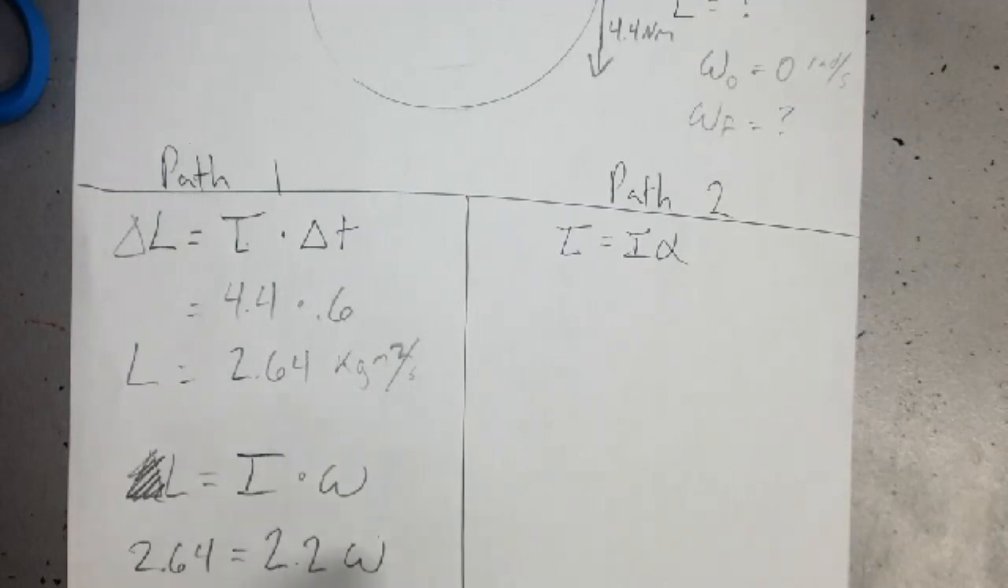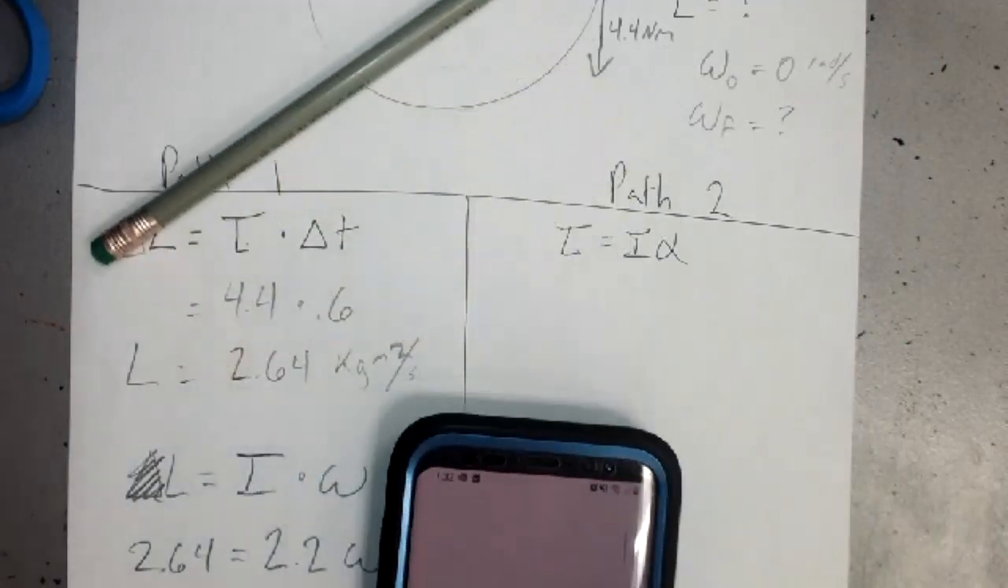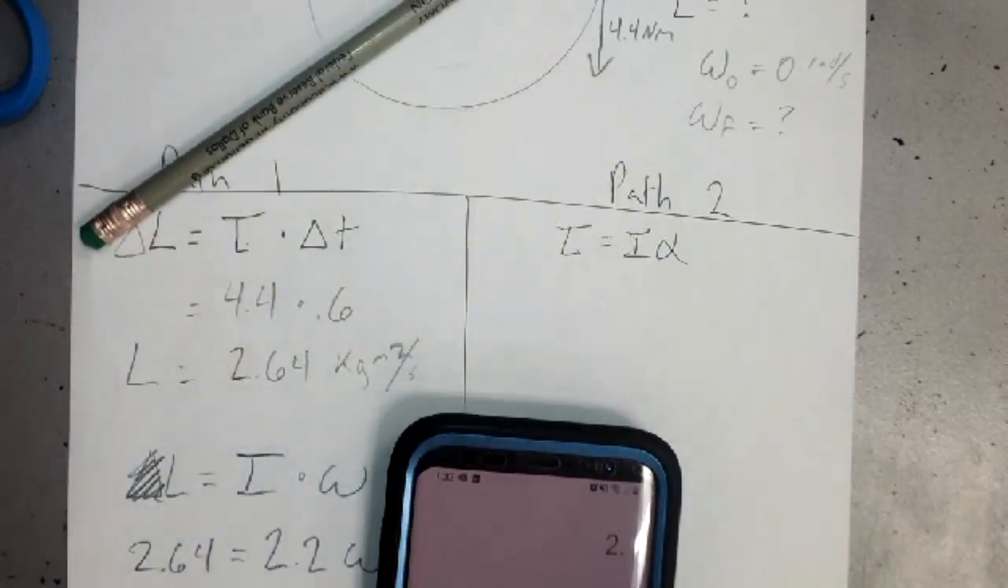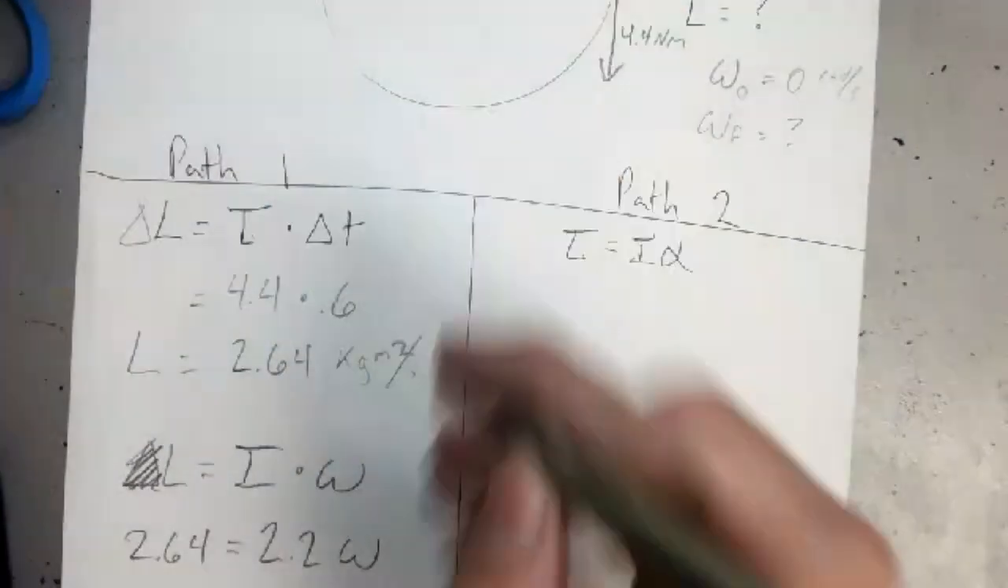And then how fast would a 2.2 kilogram meter squared object have to be going to have this momentum? So we can divide. So how fast is it going? 1.2.